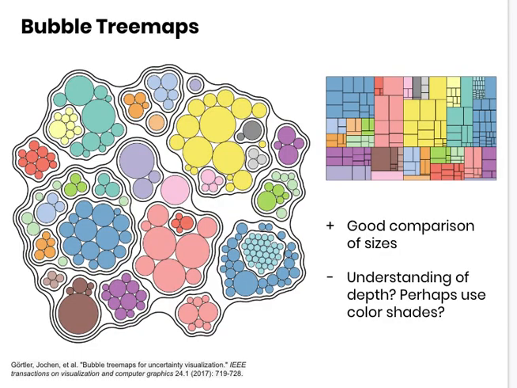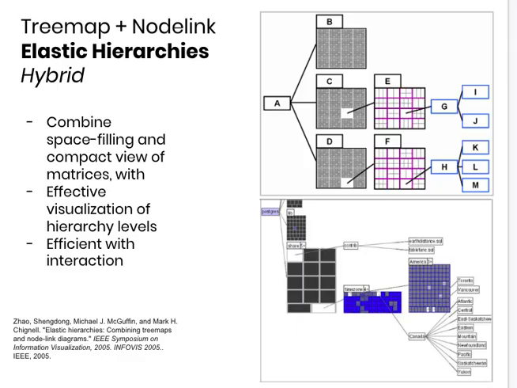Now, if we think of the advantages and the disadvantages of the implicit trees and the explicit trees, the implicit trees have the advantage that it's an intuitive view, and we can see nicely which nodes are connected and how deep the branches are, and the space filling approaches. Then we can think, can we combine this into a hybrid technique?